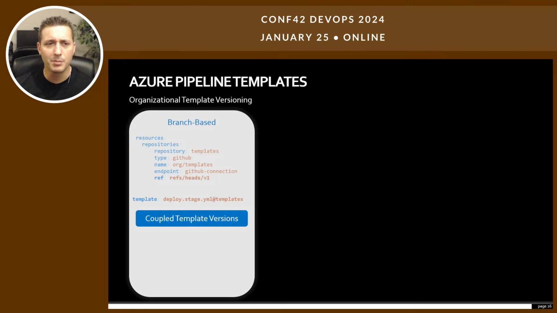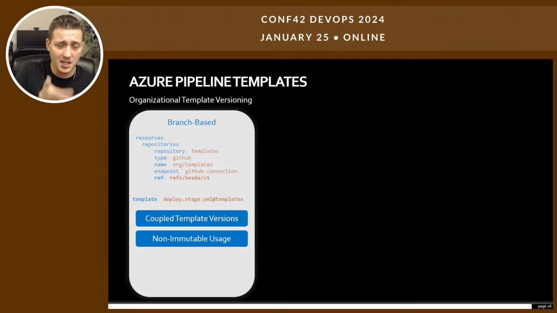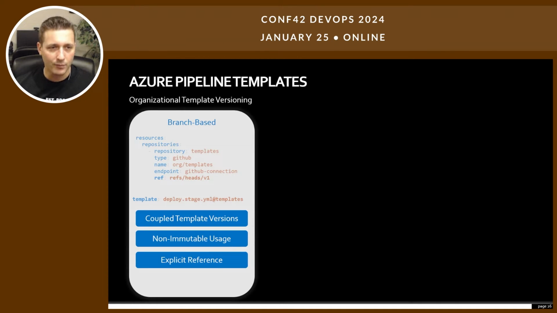But that couples our template versions together, meaning if I had a build template and a deploy template, they both have to be version 1 inside there. And so if I intend to make a version 2 of one, that couples a version of the other one, so I have to make a version for it too. We have non-immutable usage, meaning that I could come in and make an update to that template and roll that out to everyone very easily. I think that's an advantage. I don't think we want immutable usage here. And of course, it's an explicit reference that I include with that ref command.